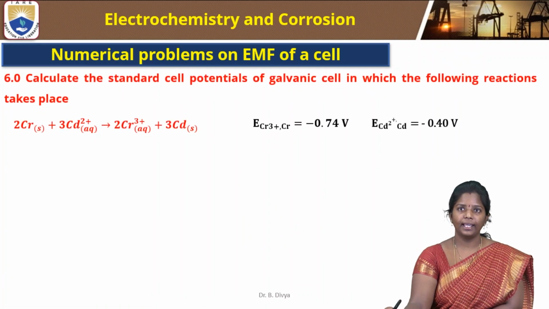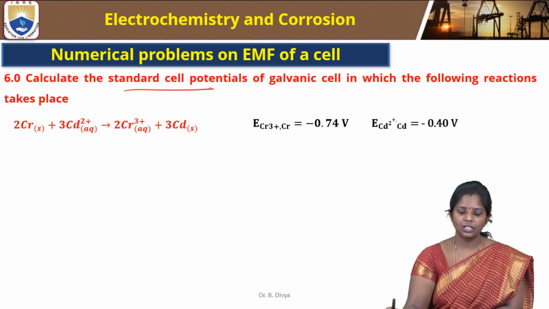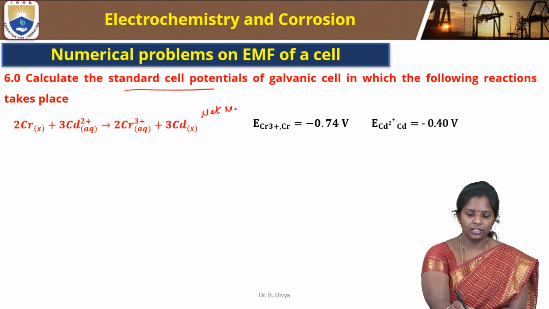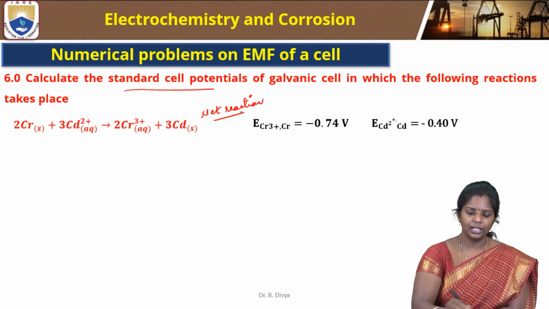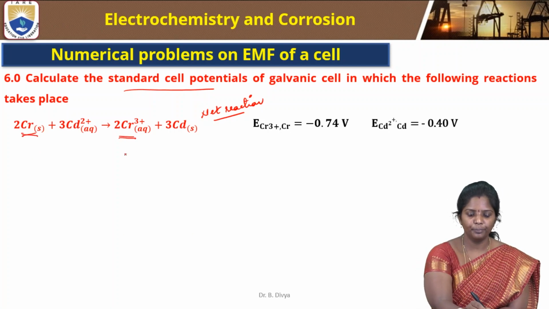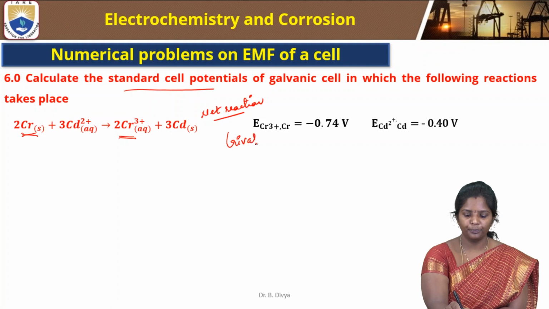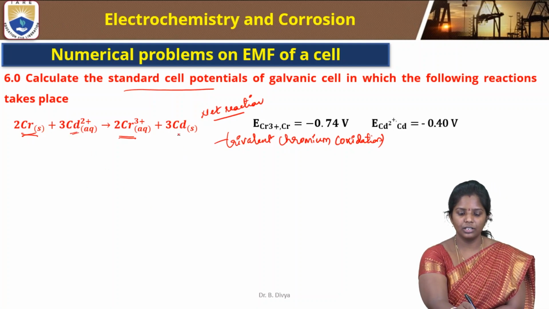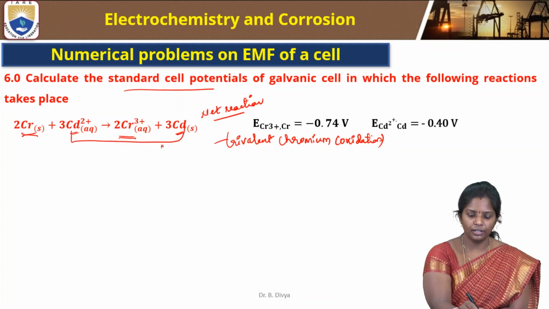Next is to calculate the standard cell potential of a galvanic cell in which the following reaction takes place. The net reaction is given. What is happening here? The chromium is oxidizing to trivalent chromium, so oxidation happens, an increase in the oxidation state, and the cadmium 2 plus ions are reducing to cadmium. So this is reduction.